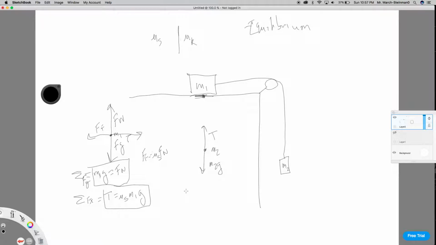On this side, I know that, again, and why are these equal? Well, because I have the situation where I'm in equilibrium. So now if I add up these two terms, I can see that in this case, I can just make a substitution. So anywhere I have T, I can put m2g.